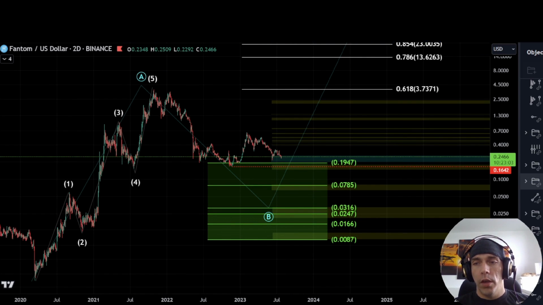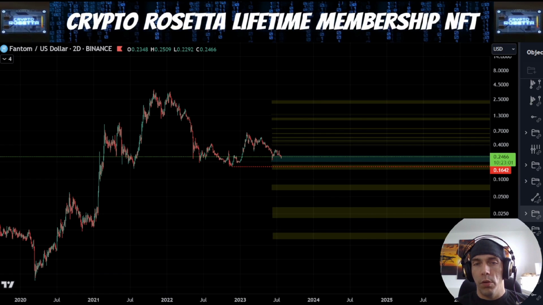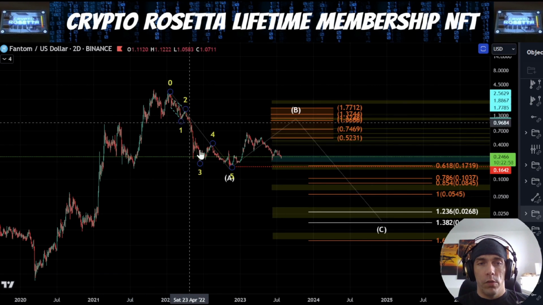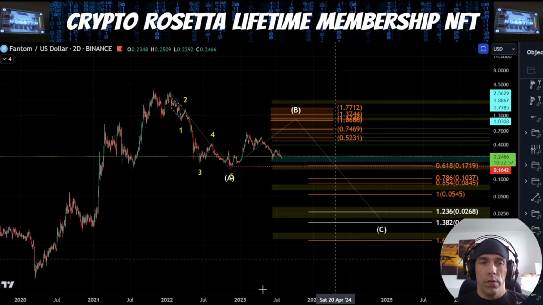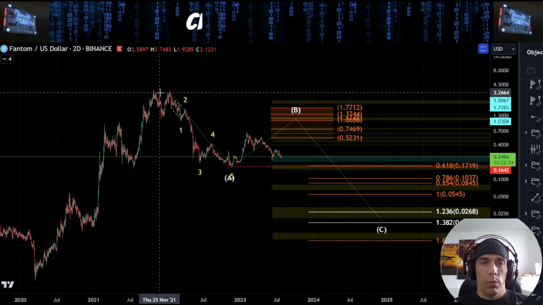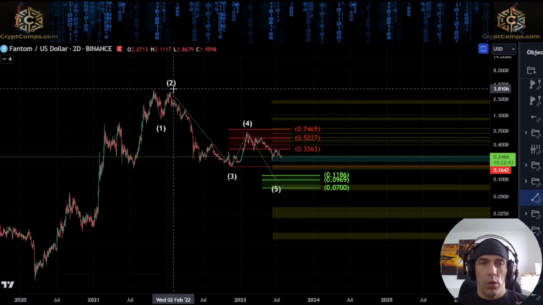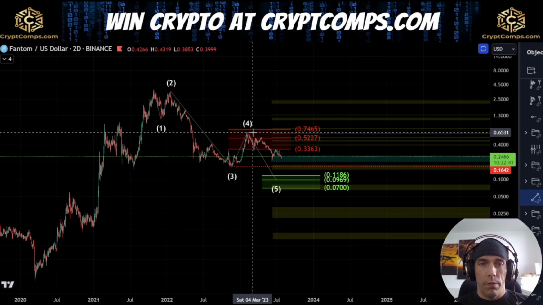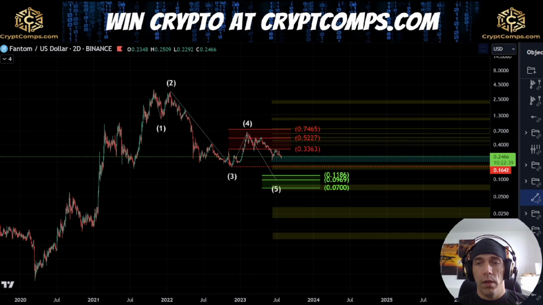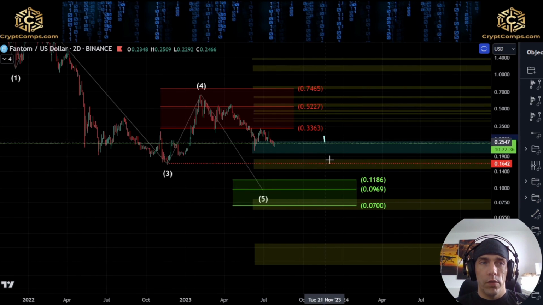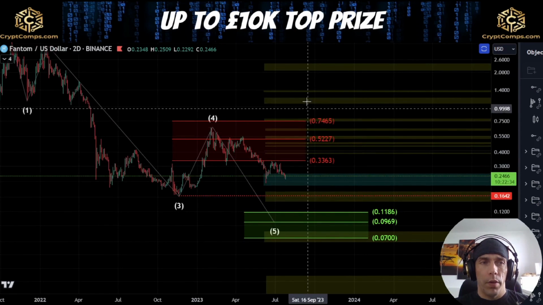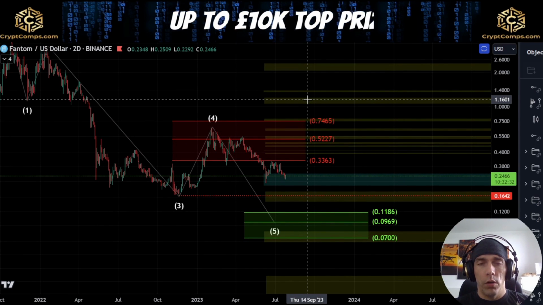Now, if we are looking at this in this way, we also need to be aware, because if we're saying that this is 1, 2, 3, 4, 5 into here, there is the possibility that we could have something like this, where this is 1, 2, all of this becomes 3, and we have a 4th wave up into this area here. Really, our invalidation of this is going to come by moving all the way up here towards the zone of this $1.16.